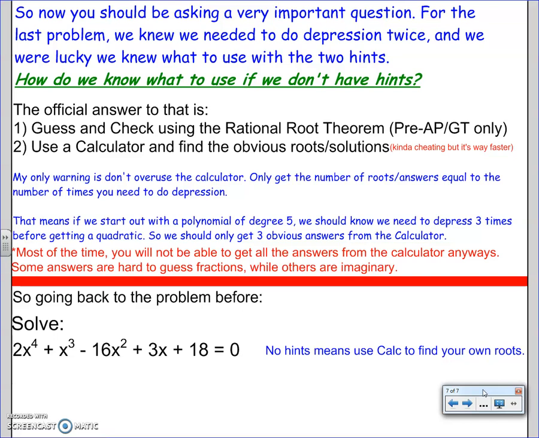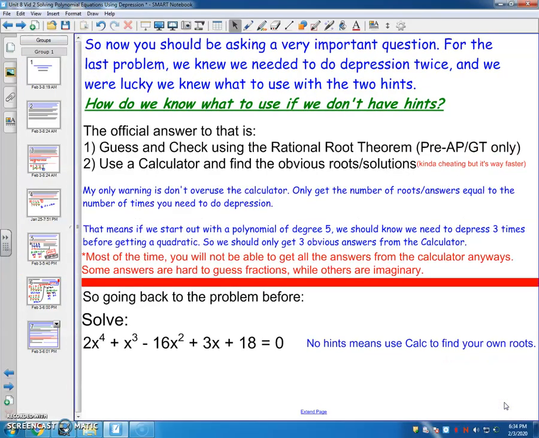Alright, so back to that last problem. So same problem, solve 2x to the 4th plus x cubed minus 16x squared plus 3x plus 18. But now we have no hints. So no hints means use calculator to find your own. So I'm going to my calculator.